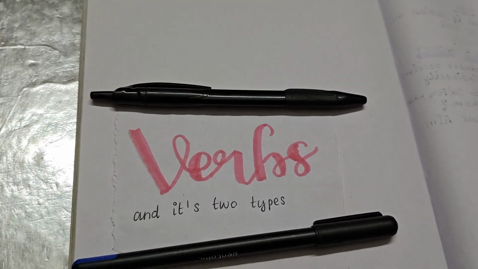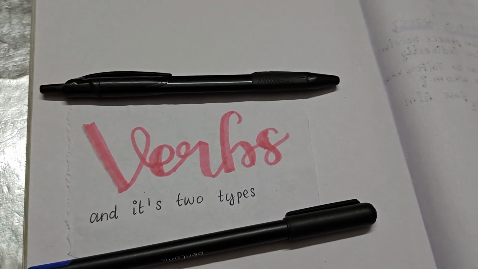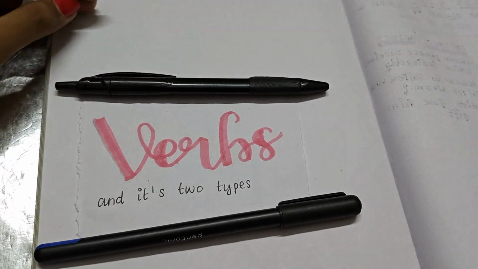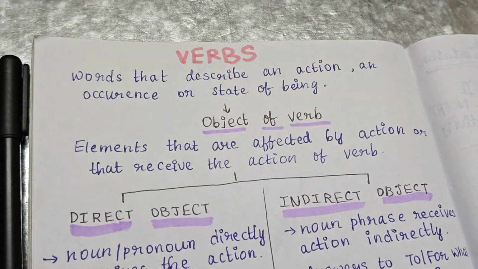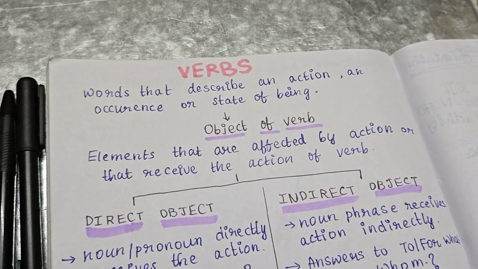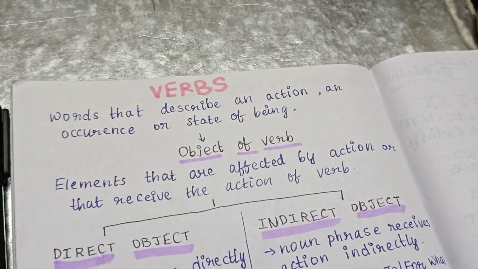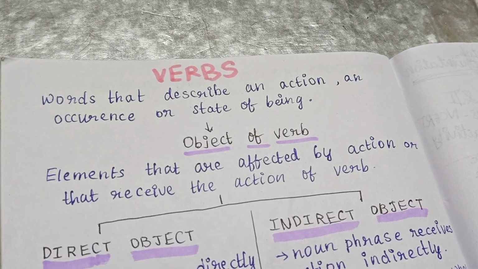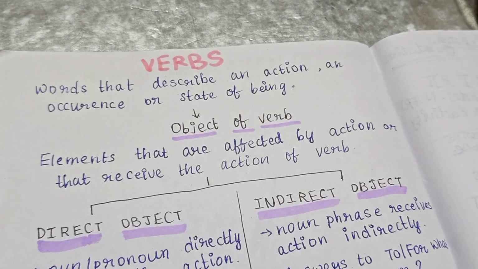So we all know what action verbs are: something that describes our action, like running, walking, jumping, eating, drinking. All these are action verbs. So let's take a deep look at this topic. Now let's look at the general definition of verb. Words that describe an action, an occurrence, or state of being. It can describe an action, whether you are running, walking, or jumping, any action of yours, an occurrence like what is going to occur, or a state of being.